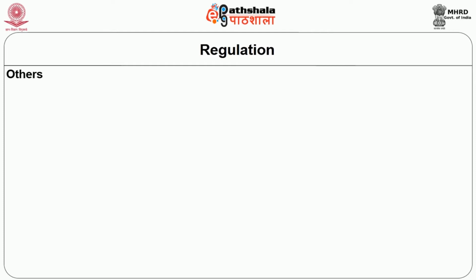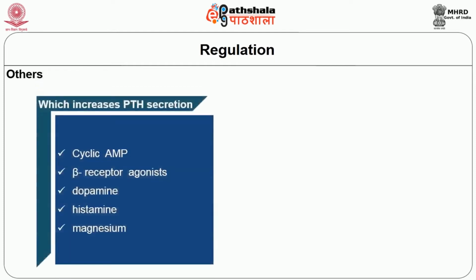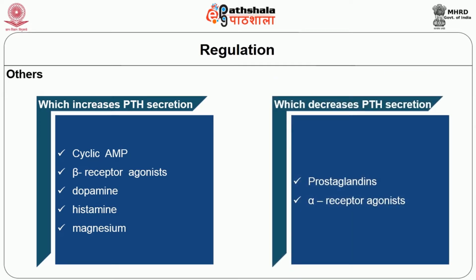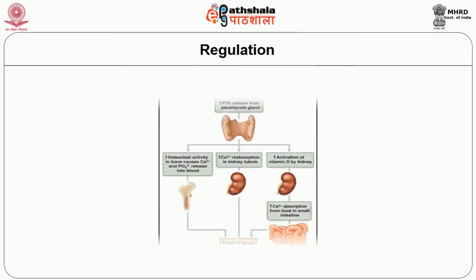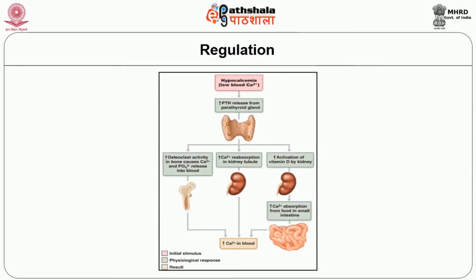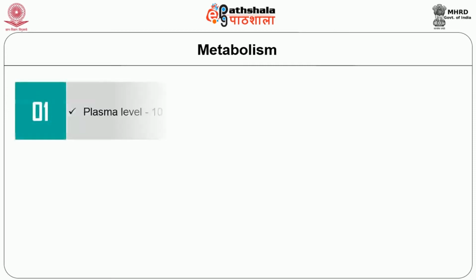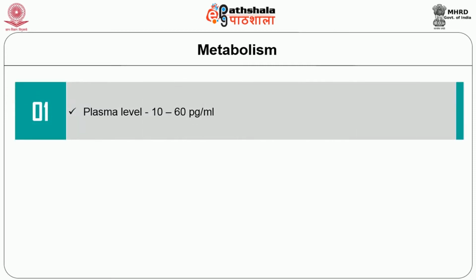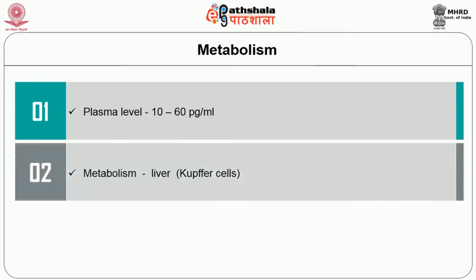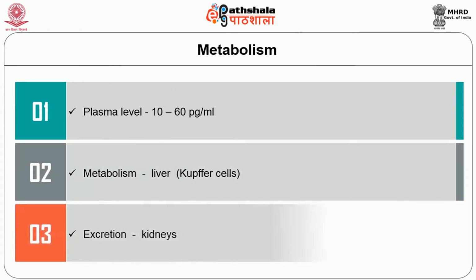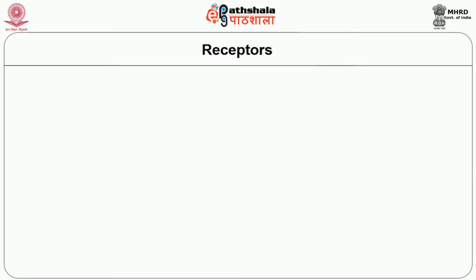There are other agents which play a minor role in the secretion of parathyroid hormone. Substances like cyclic AMP, beta receptor agonists, dopamine, histamine, magnesium, etc., increase the parathyroid hormone secretion. Substances like prostaglandins, alpha receptor agonists, etc., decrease parathyroid hormone secretion. This is an overall view of the regulation of parathyroid hormone secretion. Coming to the metabolism, the normal concentration of parathyroid hormone in the plasma is 10 to 60 picograms per ml, and this hormone is metabolized in the liver by the Kupffer cells and excreted by the kidneys.